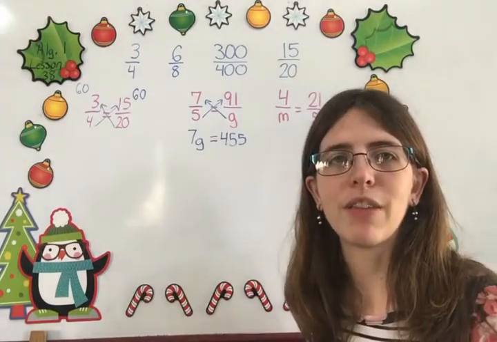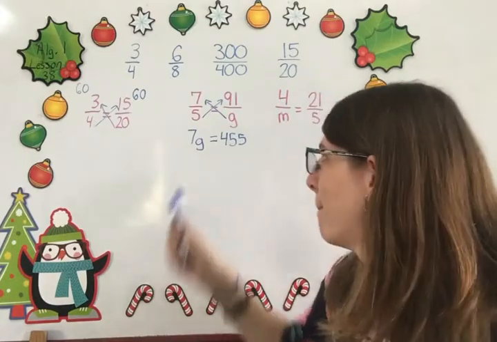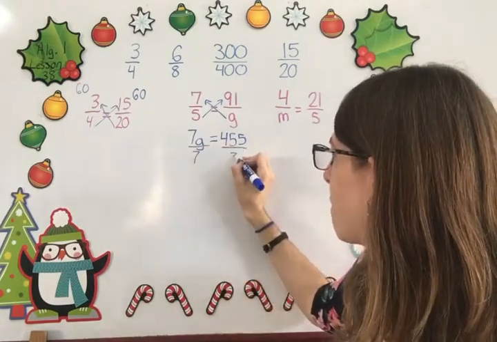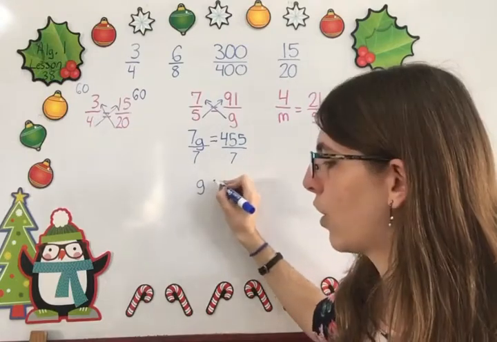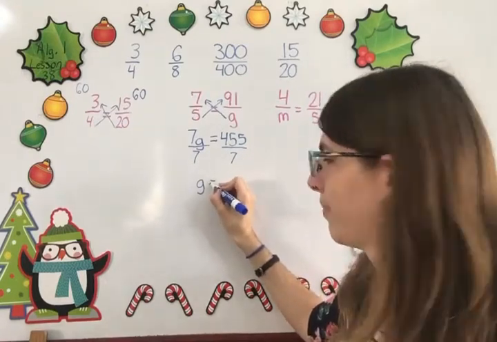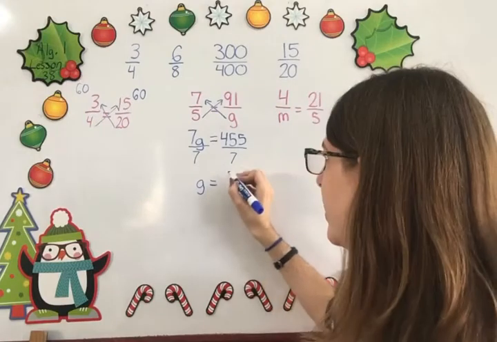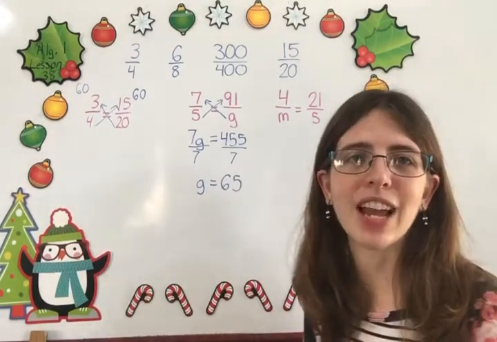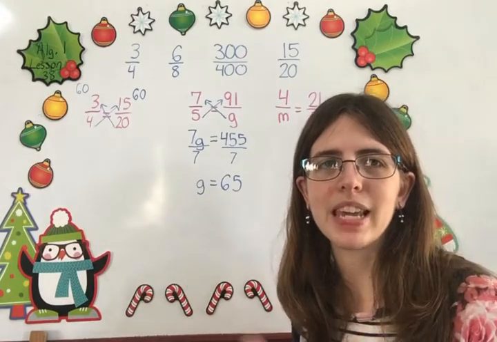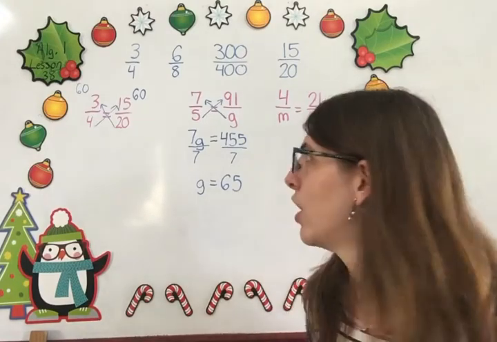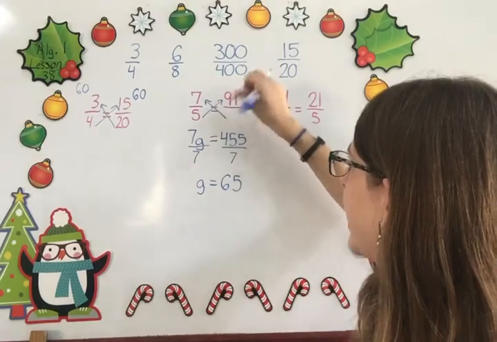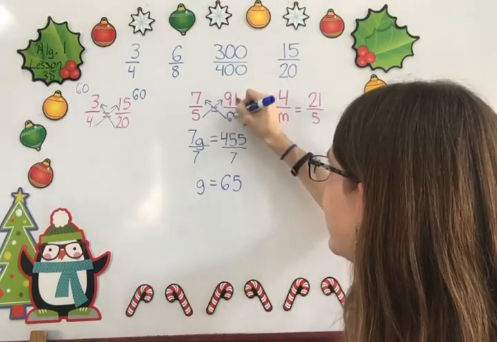Now to solve for my variable, I have to divide by 7 to get rid of the 7. So G equals 65, because 455 divided by 7 would be 65 as my answer. So my proportion is 7 over 5 equals 91 over 65.